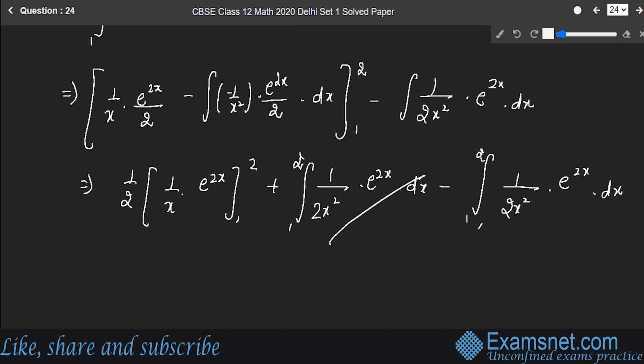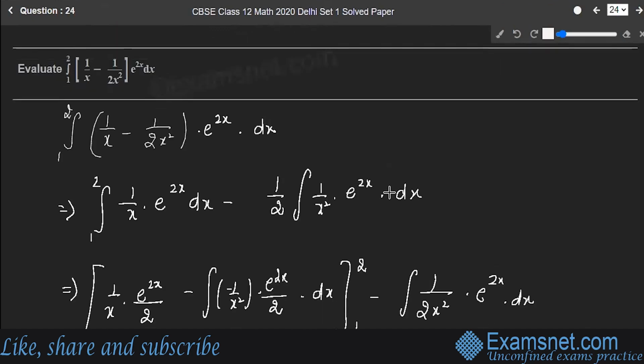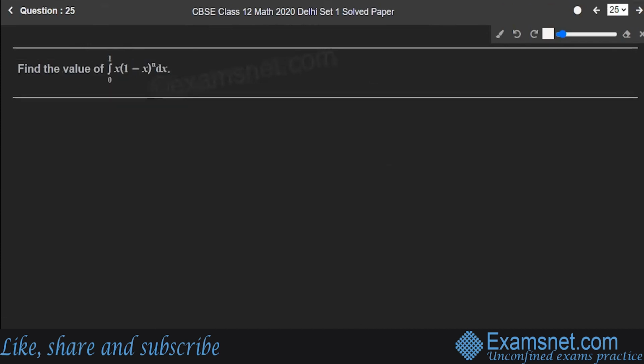So these two terms will cancel out and you will have 1 by 2 outside. 1 by 2 into e raised to power 4 minus 1 into e raised to power 2. This is equal to 1 by 4 into e raised to power 4 minus e square upon 2. That's the answer to the question. Hope you understood that. Let's move to the next question, number 25.